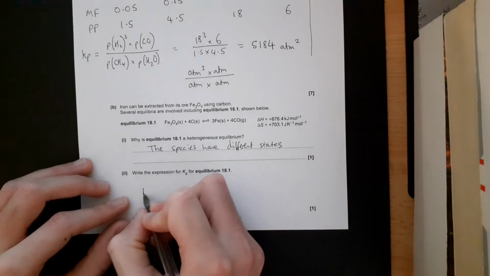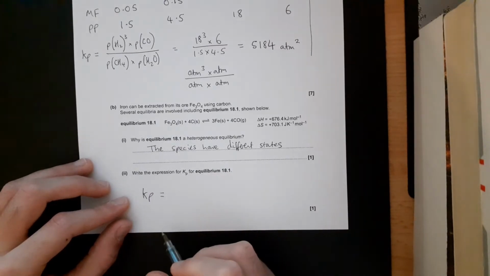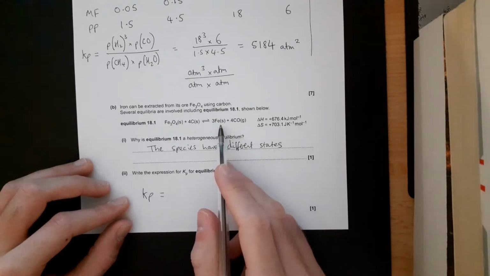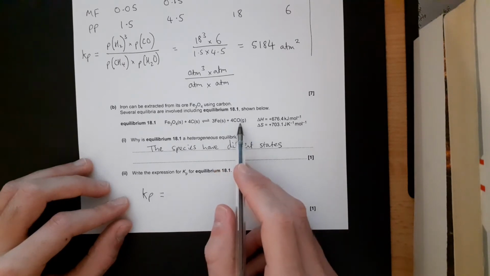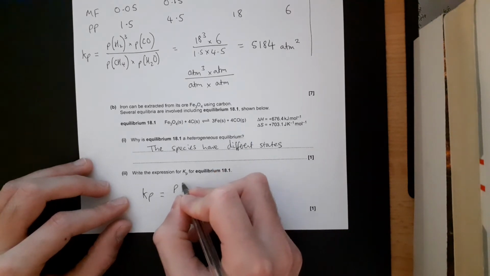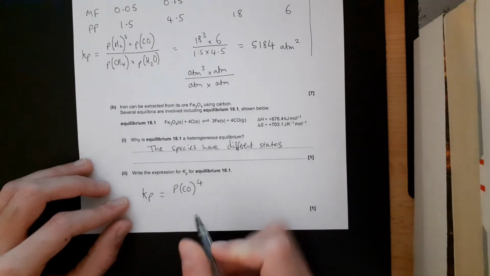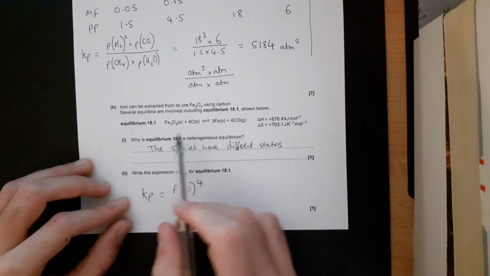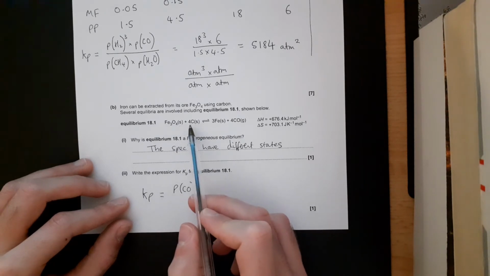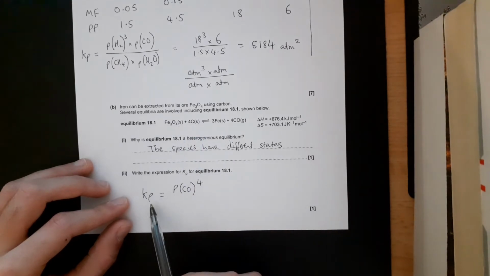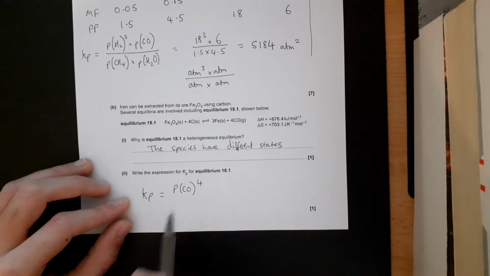So Kp is going to be products over reactants. So we've got Fe, we're going to ignore because it's a solid. We are going to have CO, so it'll be the partial pressure of CO to the power of 4. Divided by the reactants. Well, the reactants are both solids. So actually, that's it. It's just the partial pressure of carbon monoxide to the power of 4.